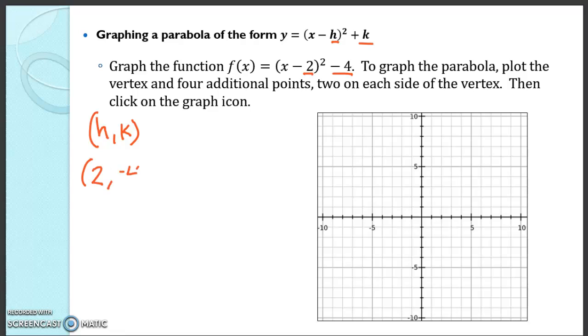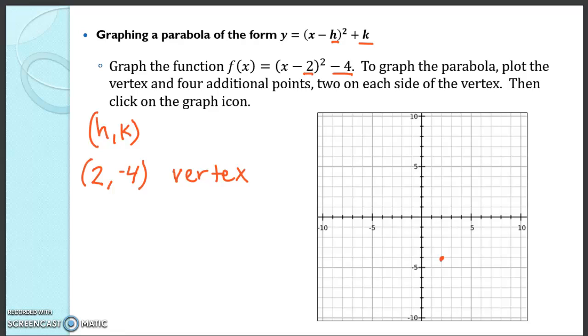and negative 4. Now don't get mixed up by saying this is a negative 2 and a negative 4 like I just did, because in our equation we have to have a minus sign. If we don't have a minus sign and we have a plus, then we have to turn it into a minus, a negative. So our vertex is at (2, negative 4). So we go to 2 and then down to negative 4, and there's our vertex.